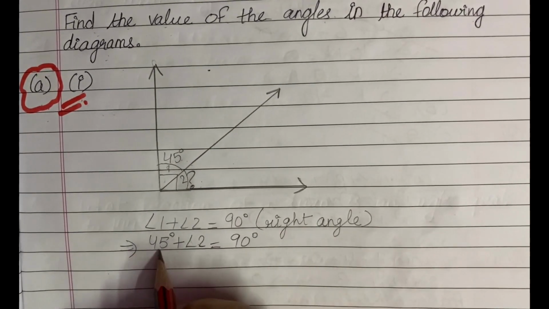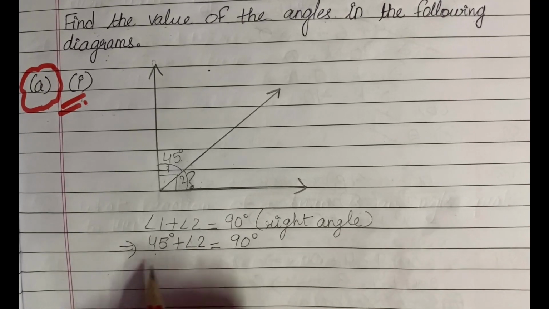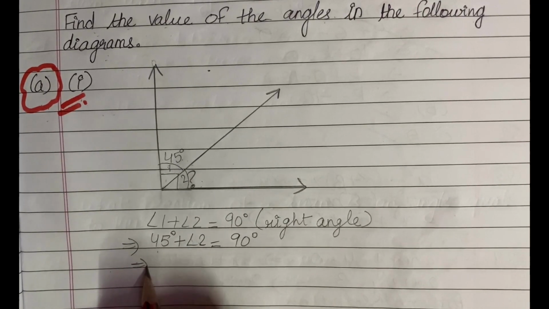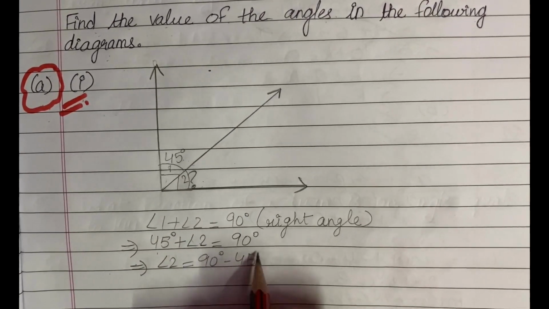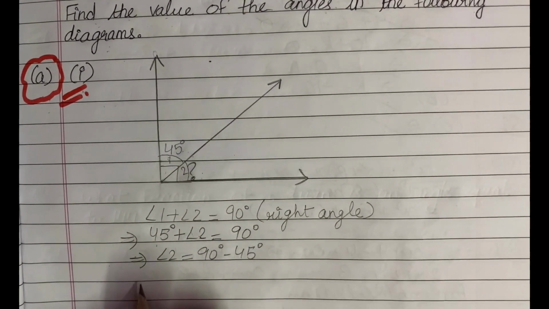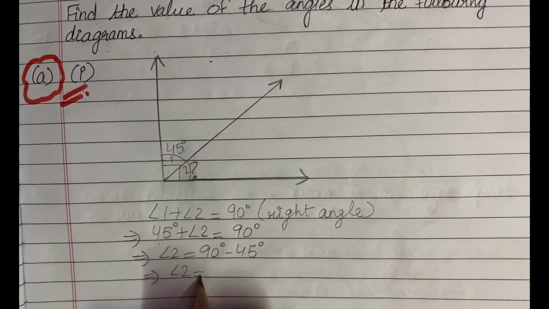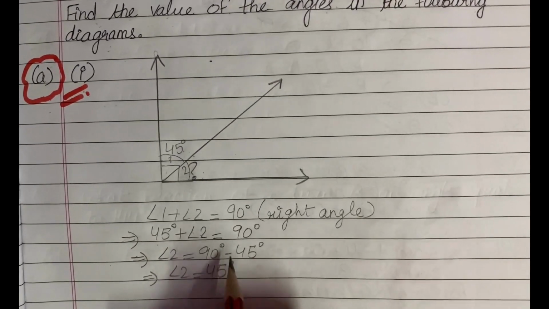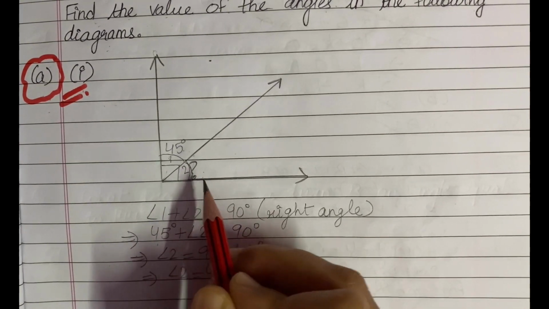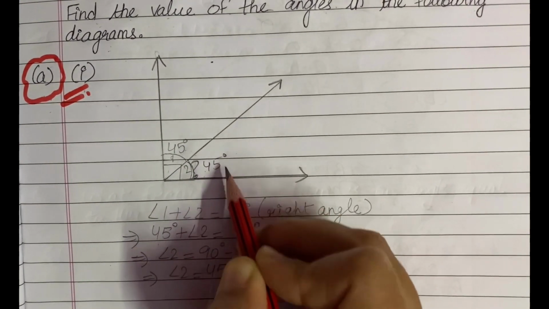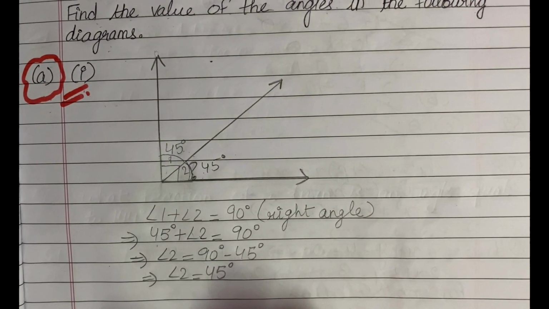Now this 45 degrees is positive here. On shifting it will be subtracted. So this means angle 2 is equal to 90 degrees minus 45 degrees. And on subtracting we will get our angle 2 as 45 degrees. So that means the value of this question mark is 45 degrees. Hopefully it is clear to you.